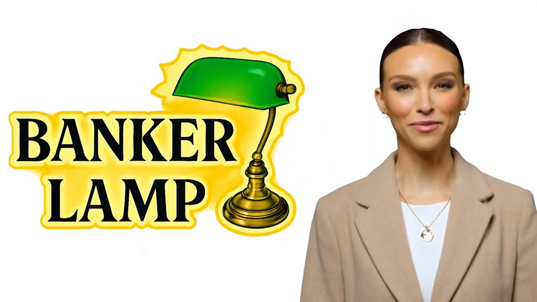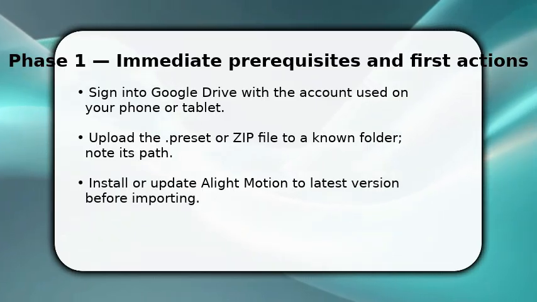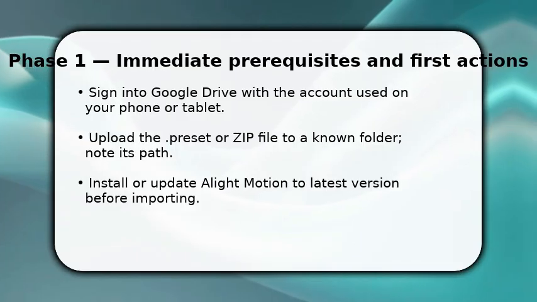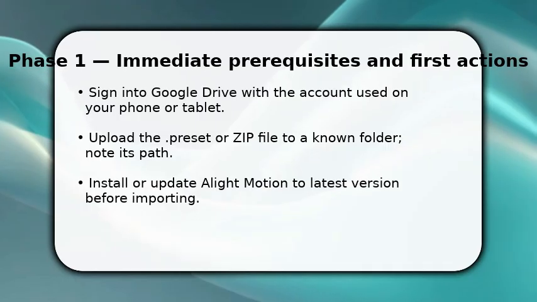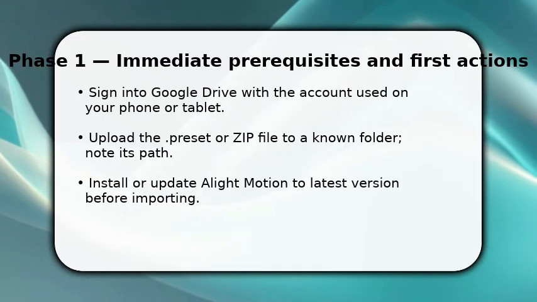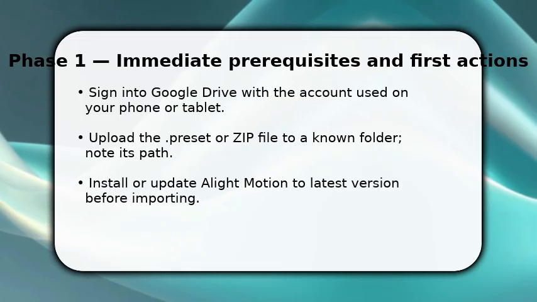Please enjoy the video. You start by making sure the preset file lives in Google Drive and that Alight Motion is updated. Do that first. Once signed into Drive, upload the preset or exported zip to a dedicated folder so you can find it fast. Make sure the device you'll import on uses the same Google account, otherwise permission errors happen.